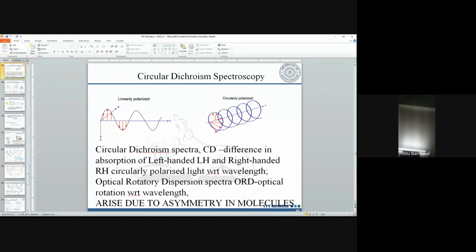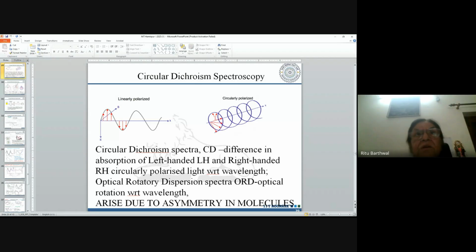This particular light which I am showing you is linearly polarized. The reason being, see here, the electric field is increasing, decreasing, increasing. It is a sinusoidal wave. So the amplitude is increasing, decreasing, increasing. If you plot this amplitude, it is basically going up and down along a straight line, so it's called linearly polarized light.